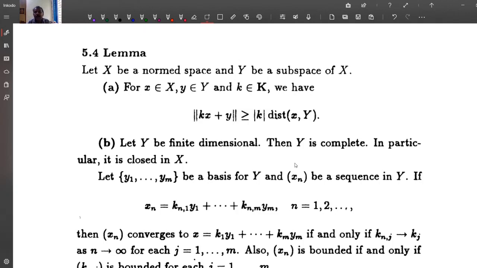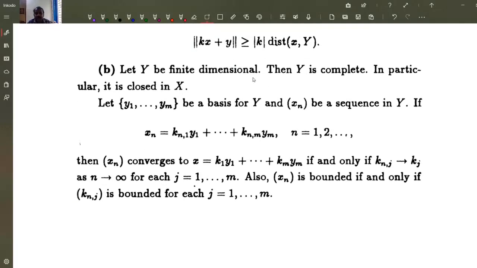Today we discuss a lemma. Let X be a normed space and Y be a subspace of X. For x in X, y in Y and k in K, we have norm of kx plus y greater than or equal to modulus of k into distance between x and y.